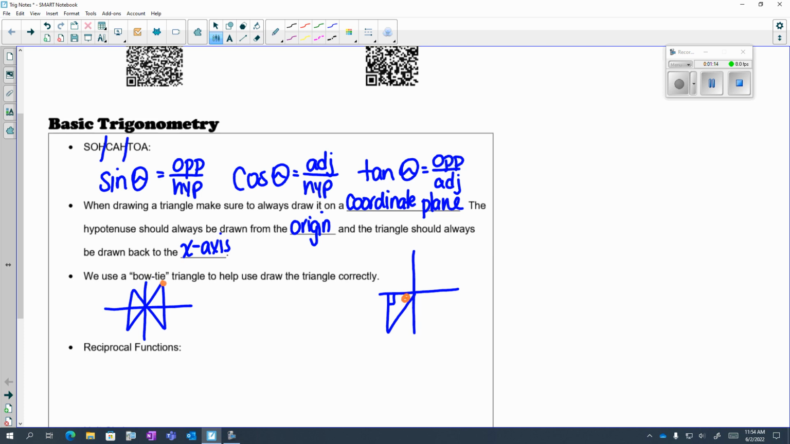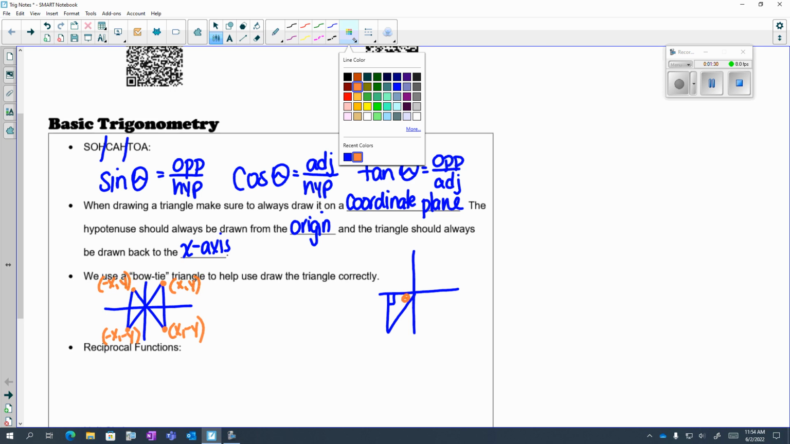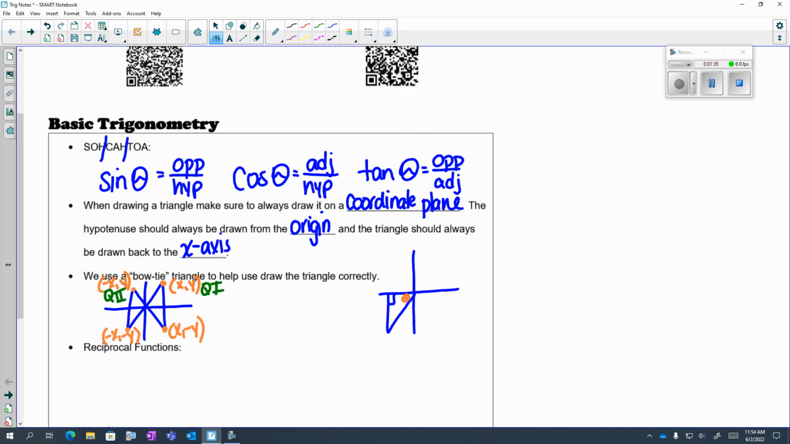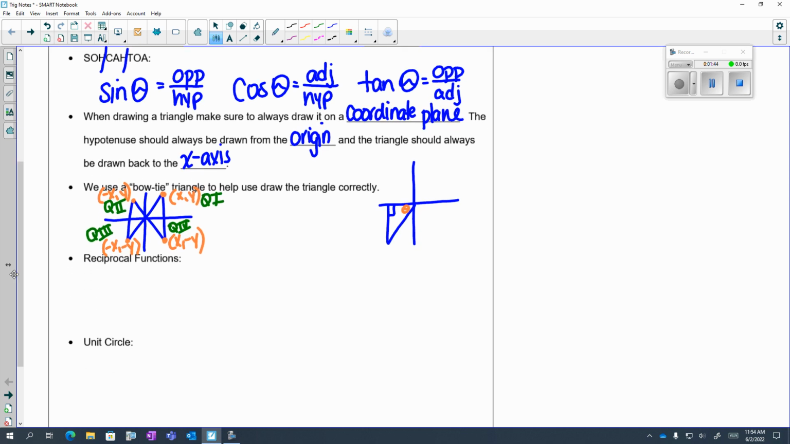So remember, if I'm in quadrant 1, this is positive x, positive y. Quadrant 2, negative x, positive y. Quadrant 3, both negative. Quadrant 4, positive x, negative y. If you need to label your quadrants, you can do that as well. Quadrant 1, 2, 3, and 4.